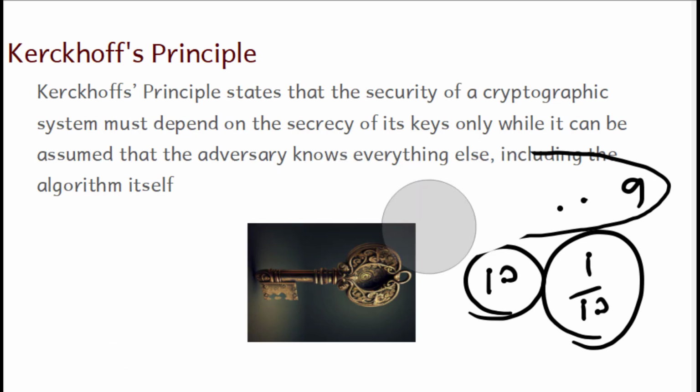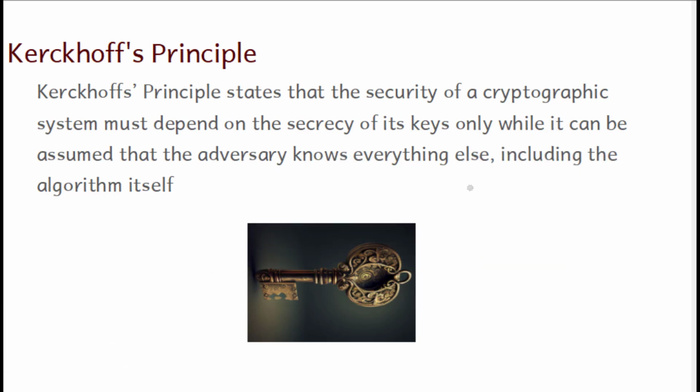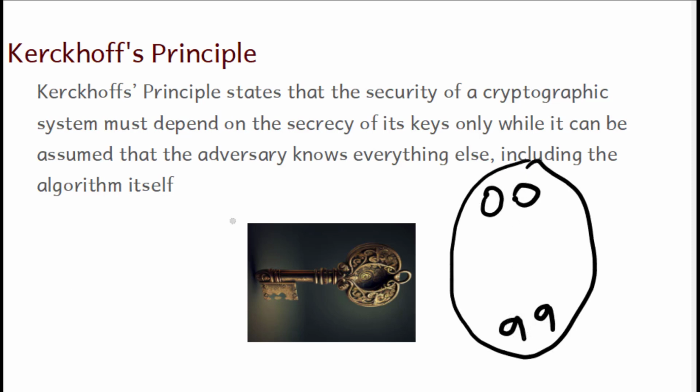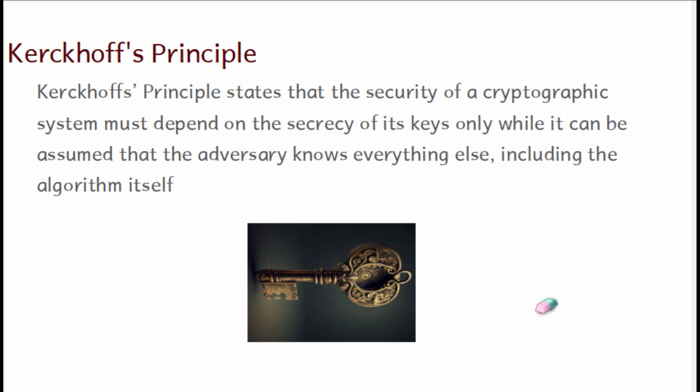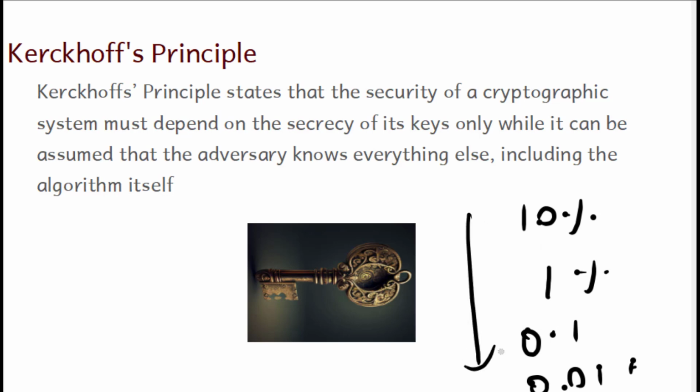Now suppose we make the key a two digit number. A two digit number can go from 00 to 99, so there are 100 numbers, and the success rate would be 1%. So this is more secure. With one digit the success rate is 10%, with two digits it becomes 1%, with three digits it is 0.1%, with four digits 0.01%. So as the number of digits increases, the success rate of the attacker decreases. The key should be as long as possible.